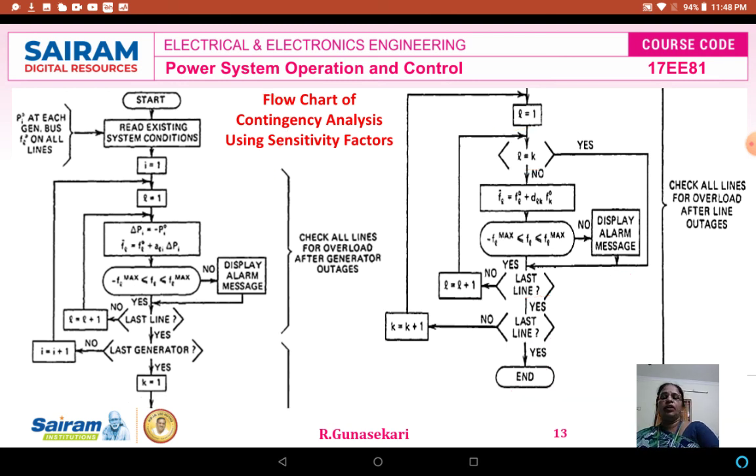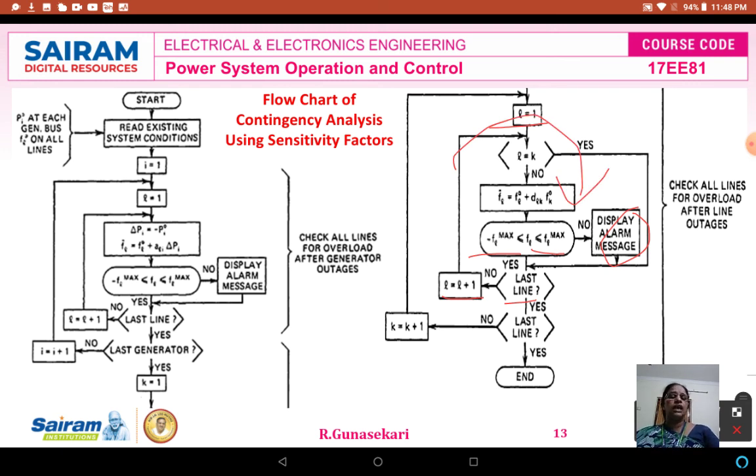So this is the formula, which we already derived. Then again we have to check -FL max ≤ FL ≤ FL max. If no, display an alarm message. If yes, check whether this is the last line. This is not the last line because L = 1, so again the line is incremented, L = L + 1. Again the loop continues.